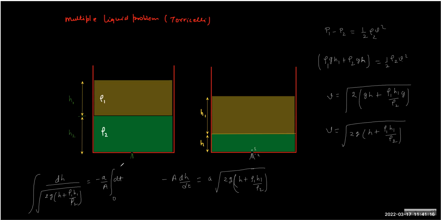So this is the time taken to empty the second liquid. Let's put it as time t2, and I will take the limits from h2 to 0, because the variable small h will only go from h2 to 0. In the very beginning it was h2, now it is 0. So what is the integration of this? 2 root h, right? You can leave the constant.